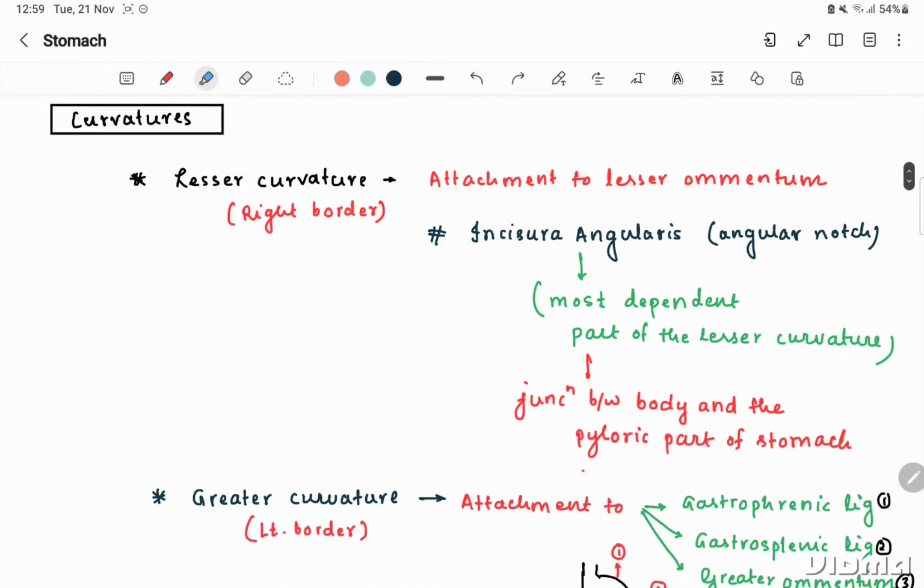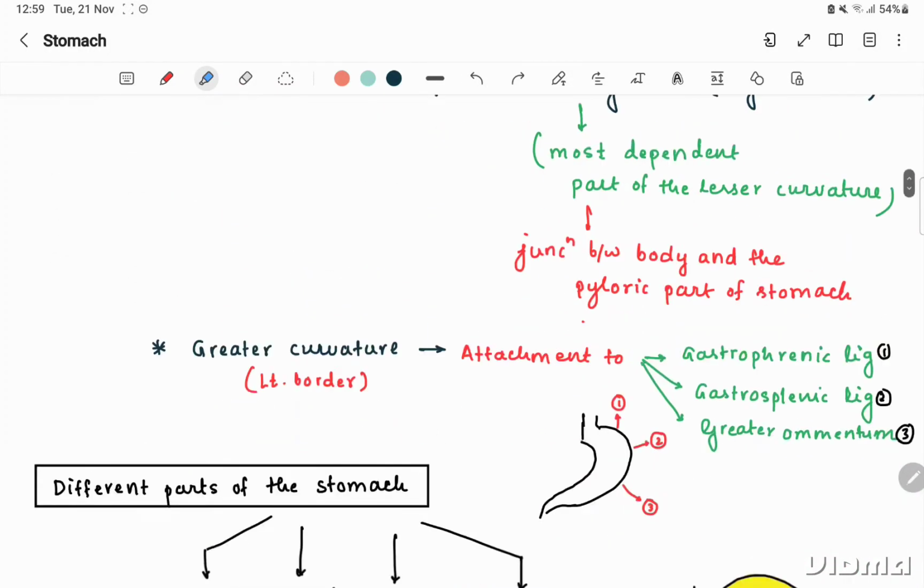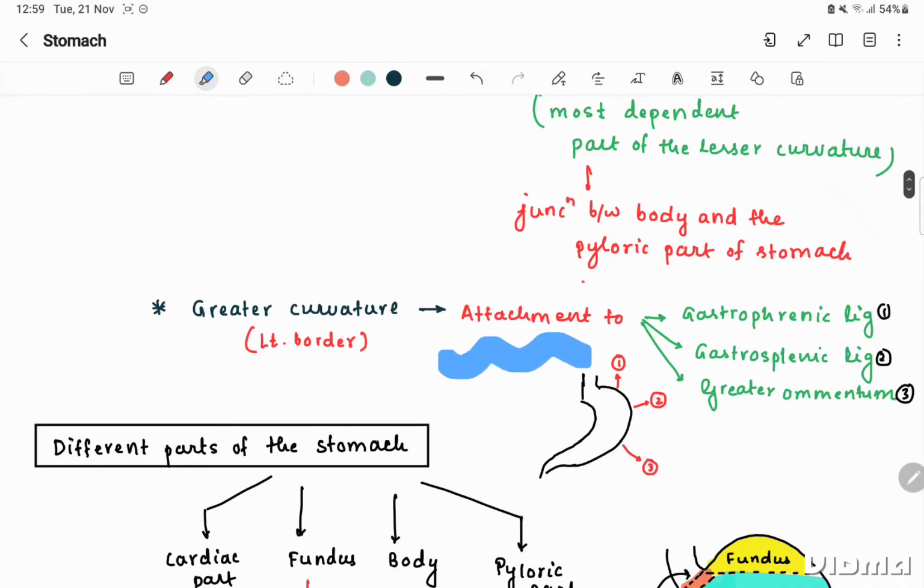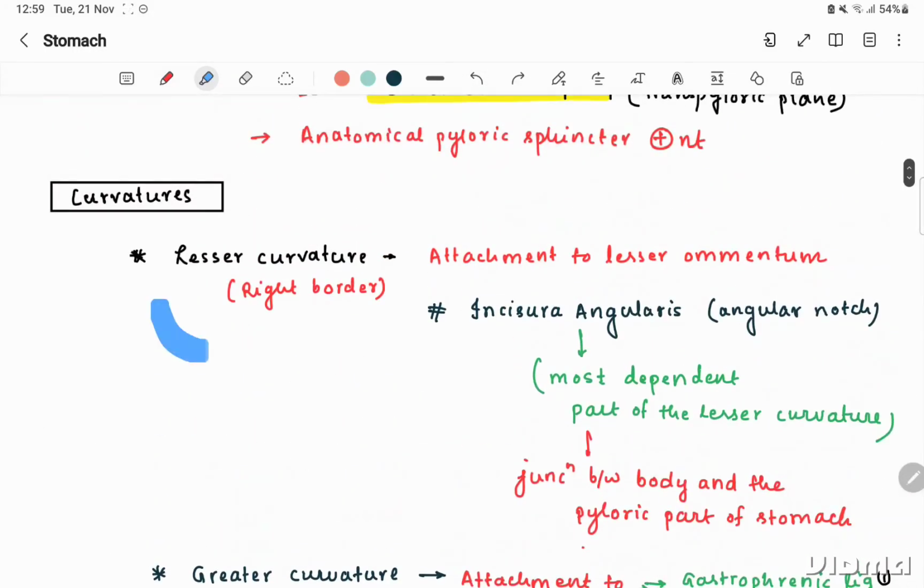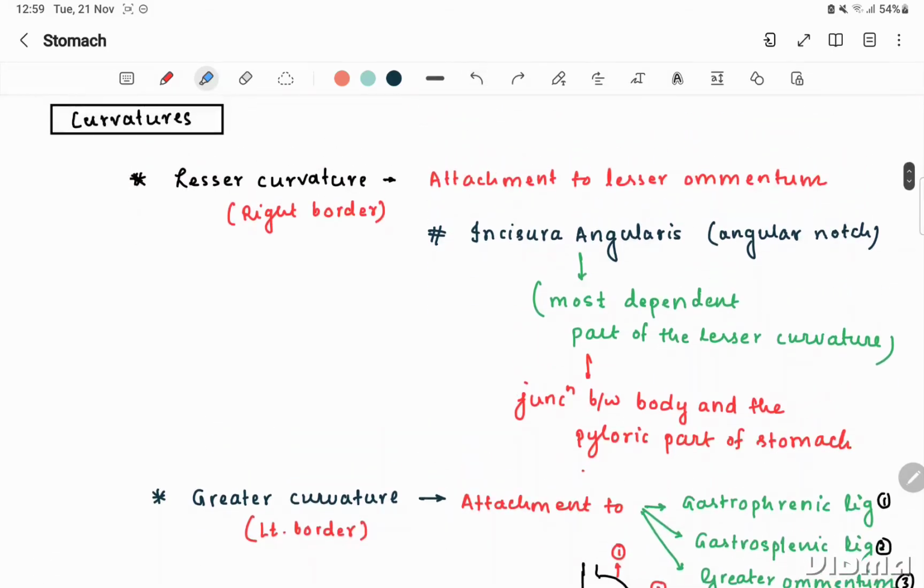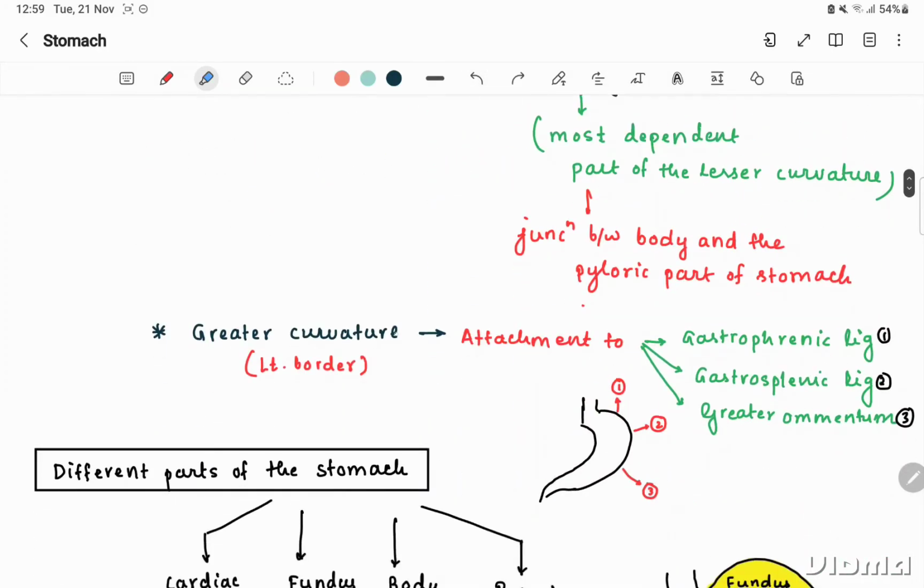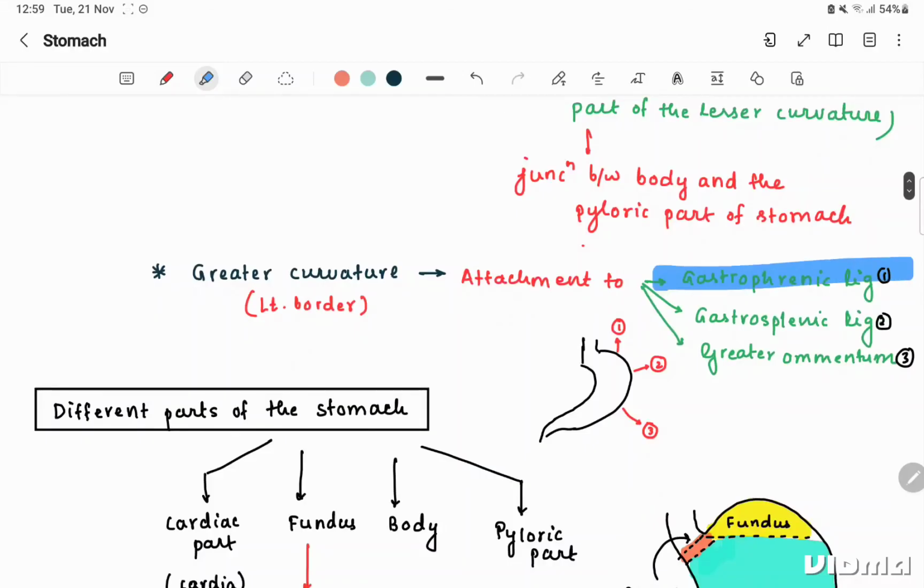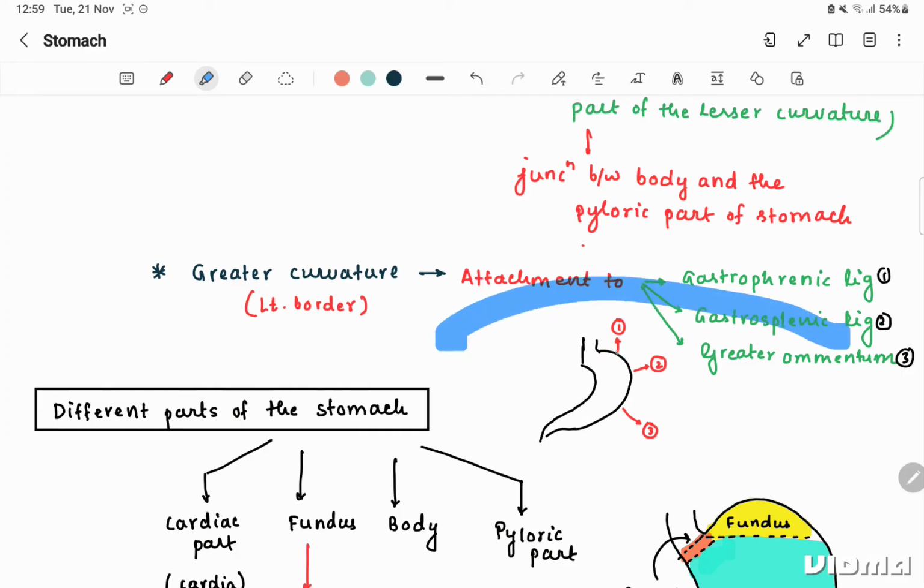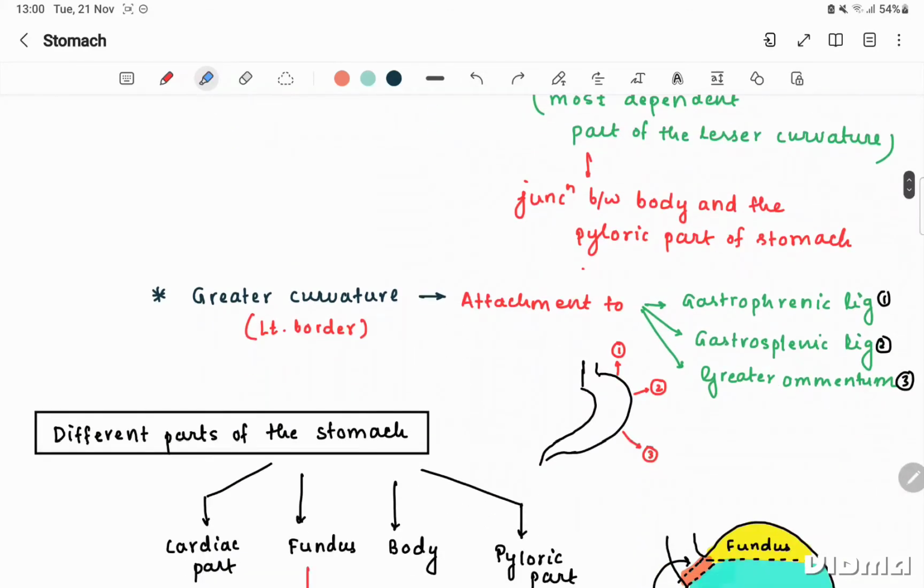Curvatures: the lesser curvature is where the attachment of the lesser omentum is, and your greater curvature is at the left border, where there is attachment of ligaments. Let's first talk about the lesser curvature. The lesser curvature is attached to the lesser omentum, and the greater curvature is attached to the gastrophrenic ligament, the gastrosplenic ligament, and the greater omentum. This part is attached to the gastrophrenic ligament because the diaphragm will be there, and the spleen will be there, so the gastrosplenic ligament, and the greater omentum will be attached. Greater curvature is attached to 3 points.